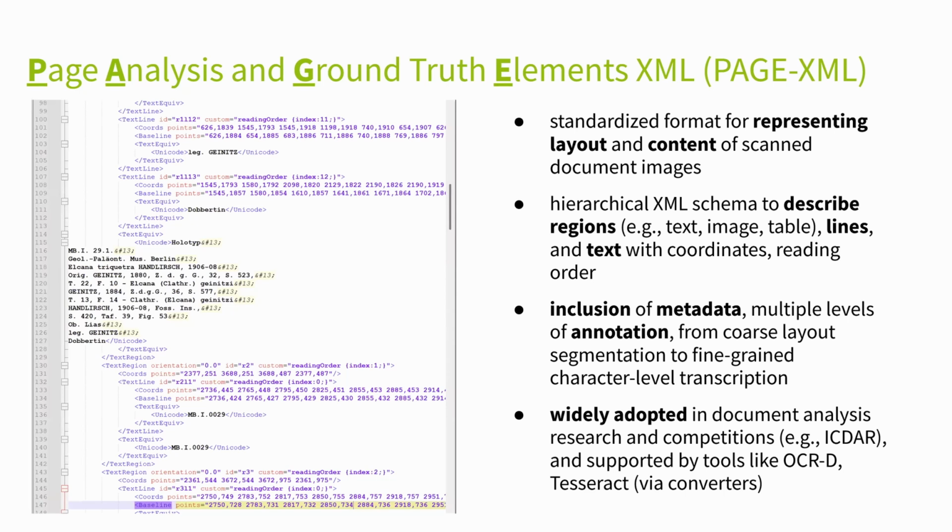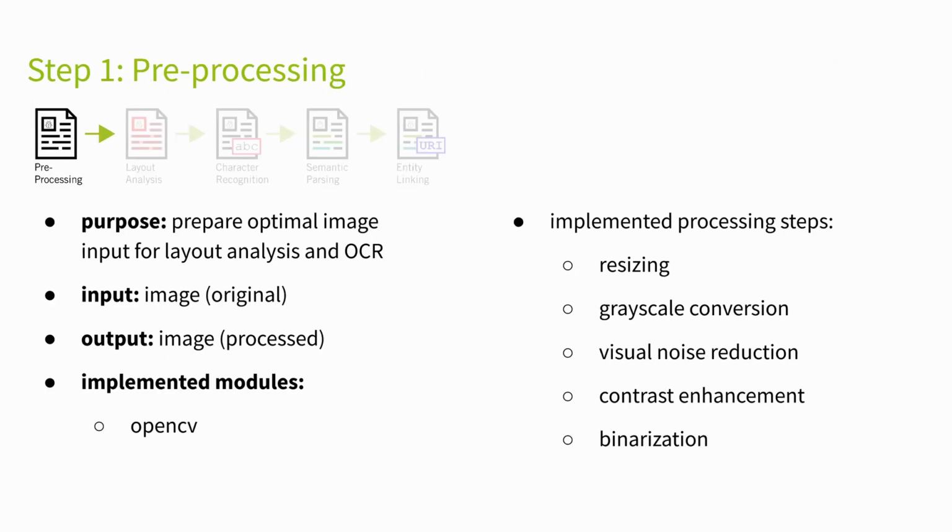And for us, it is a versatile output format that we can then use to channel the data to other downstream applications. Let's go through the individual steps. Pre-processing. Its purpose is to prepare an optimal image input for layout analysis and OCR, optical character recognition.